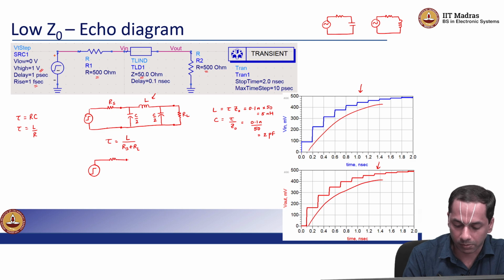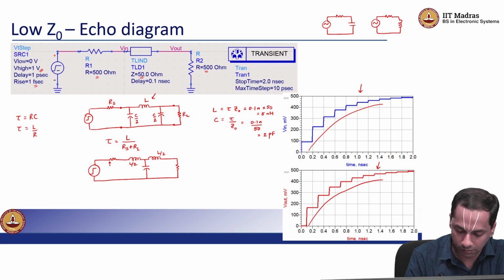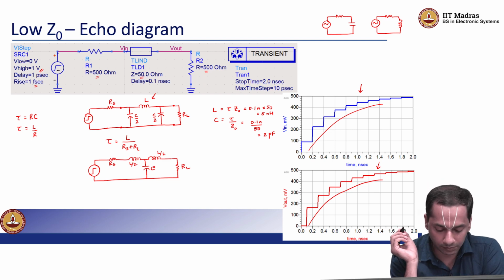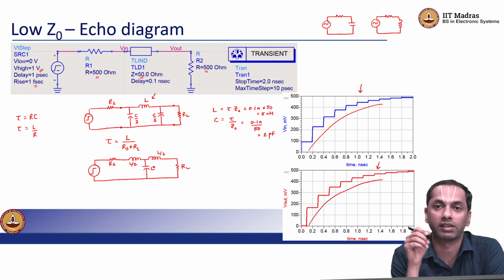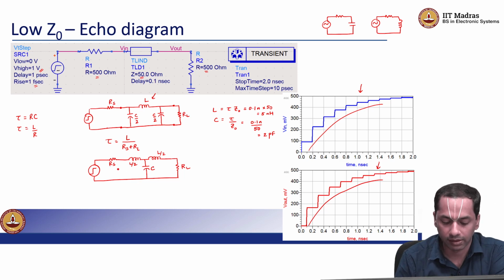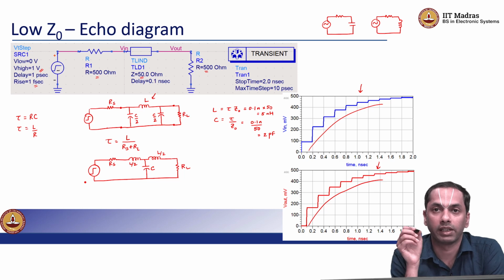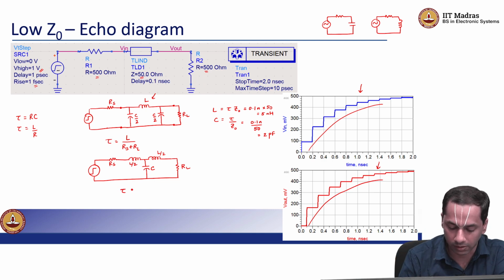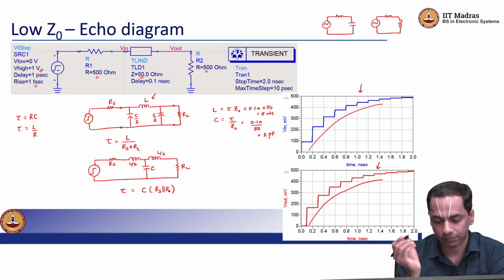Another convenient model for the transmission line is the T model. And if I wanted to look at the time constant to charge this capacitor C, I will essentially see that when I short the voltage and short the inductors as well, Rs and RL are in parallel. So, the time constant is essentially C times Rs parallel RL.